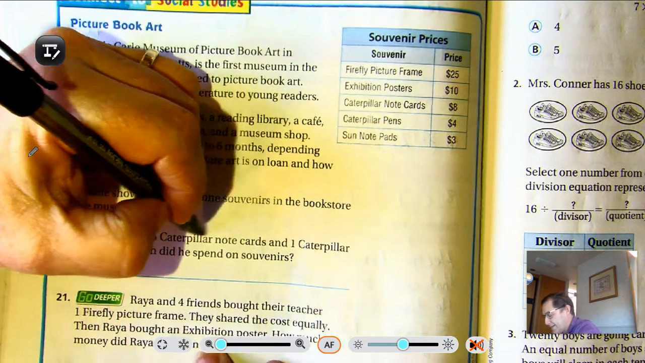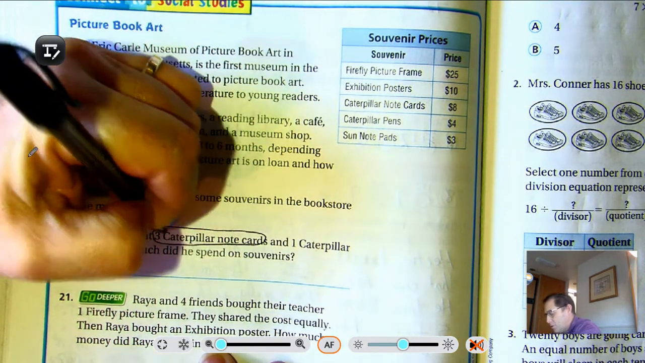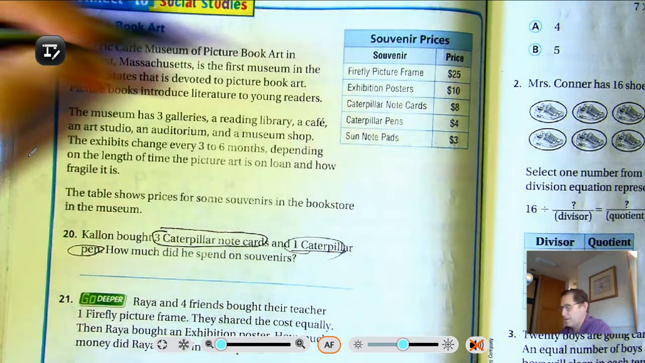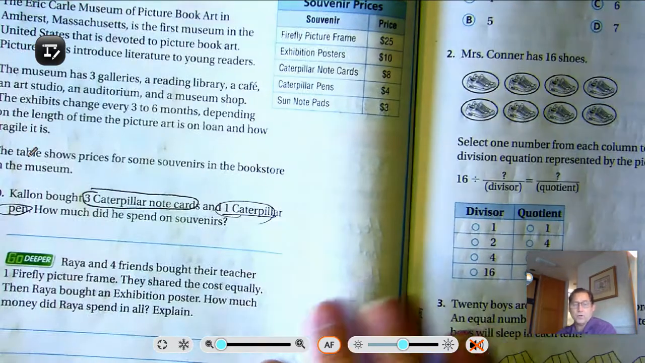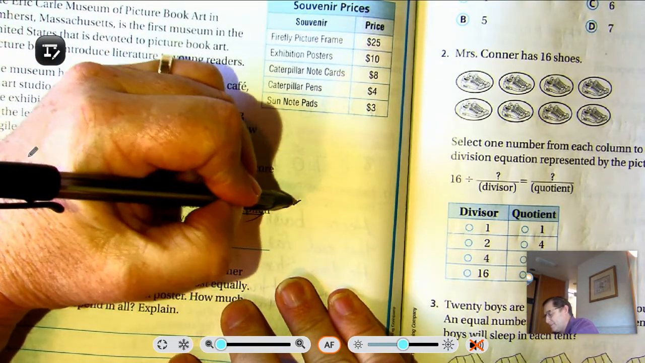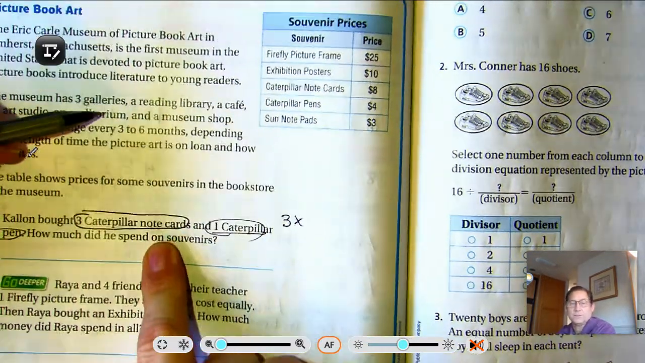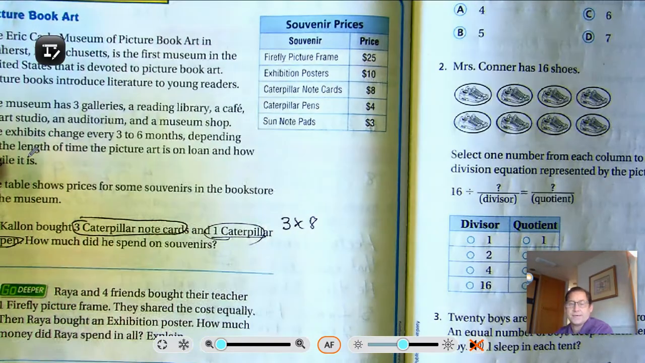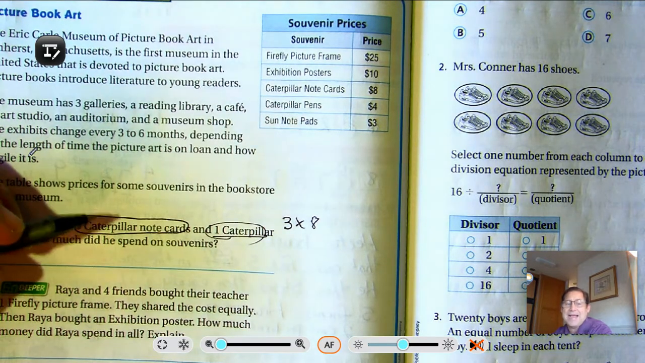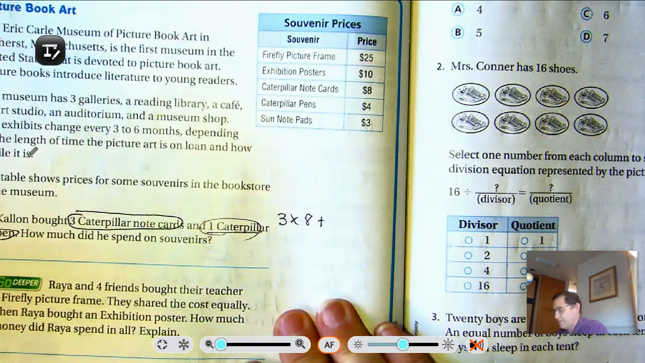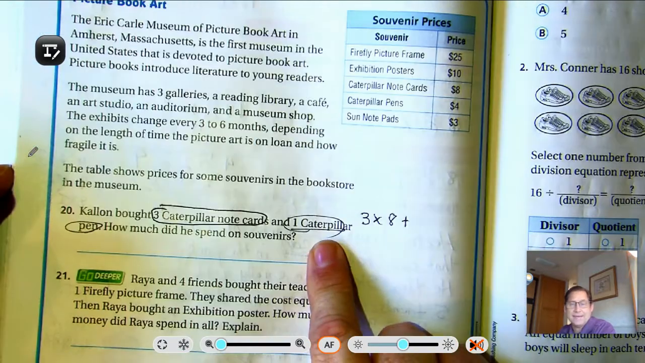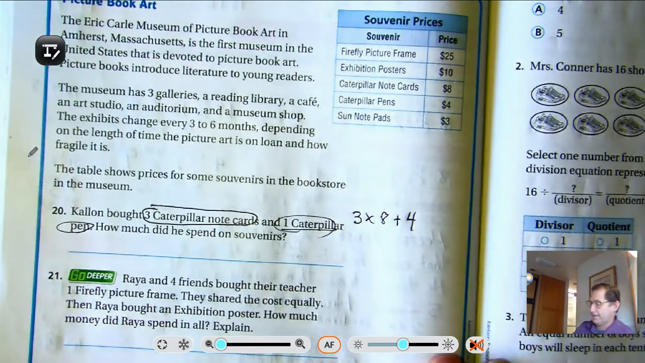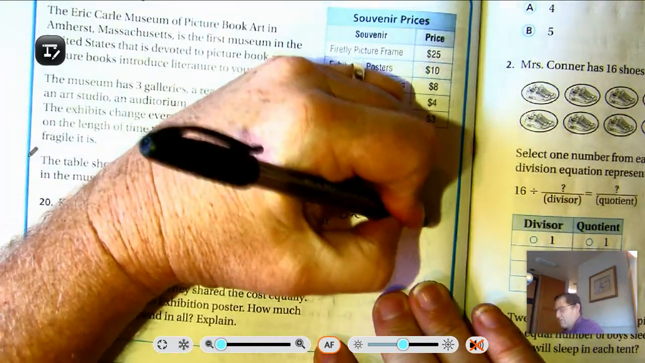Okay, so 3 note cards and 1 Caterpillar pen. So we're going to go 3 times the cost of the note cards. The note cards cost $8. So he's buying 3 of them. So we're going to go 3 times 8. And he bought another item. He bought a Caterpillar pen, and those cost $4. Okay, equals, and we're going to say C.